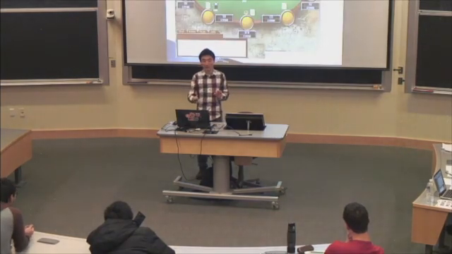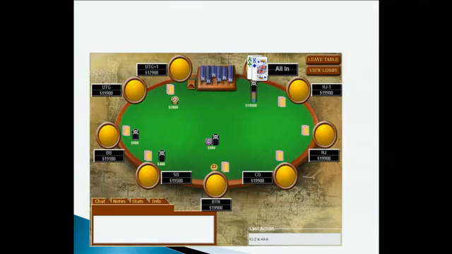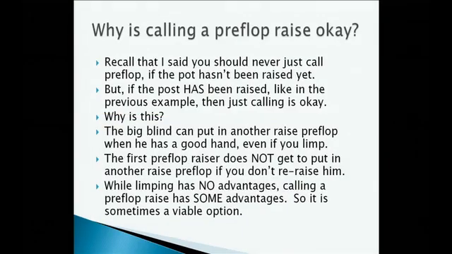Another thing I want to say is, why is calling a pre-flop raise okay? I said in the first class, if no one has entered the pot and you're just attacking the blinds, you always want to raise. You always want to raise to give yourself a chance to win the blinds for free. You don't want the blinds to be able to see the flop for free. But if someone has already raised, I think it's okay to call. A hand like ace-king is sort of too good, but if you had ace-jack suited or ace-queen suited, I think just calling is fine. So why is this?